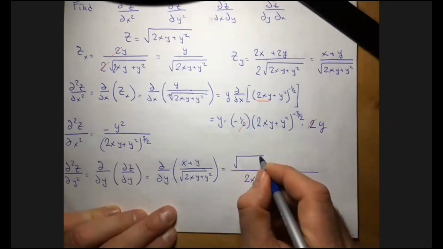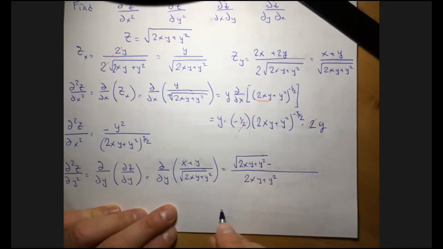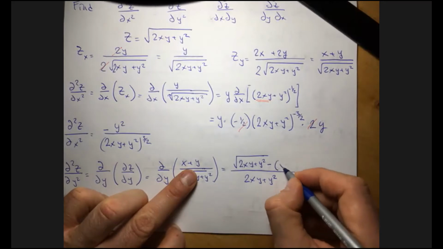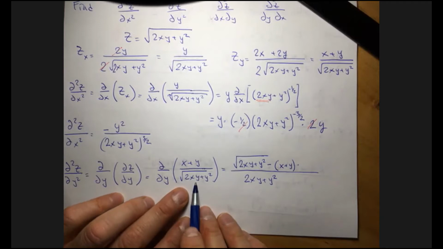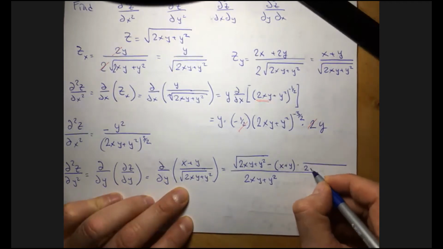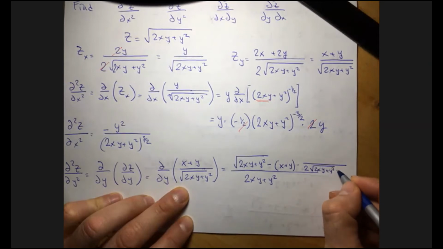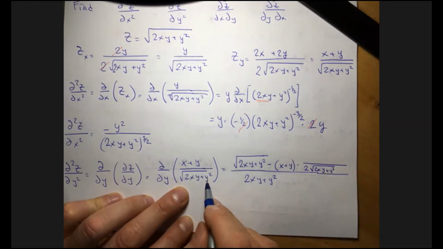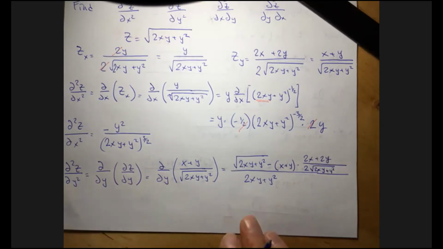So I just get 1 times the denominator, square root of 2xy plus y squared, minus x plus y, the numerator, times the derivative of the denominator. Right? And the derivative of the denominator with respect to y is 2 square root of 2xy plus y squared times the derivative of what's inside with respect to y, and that's 2x plus 2y. Okay, let's simplify this.